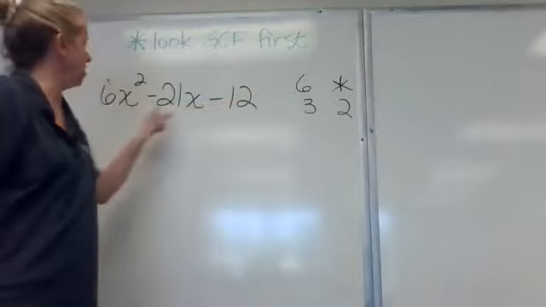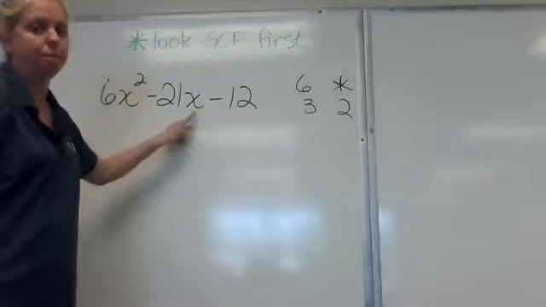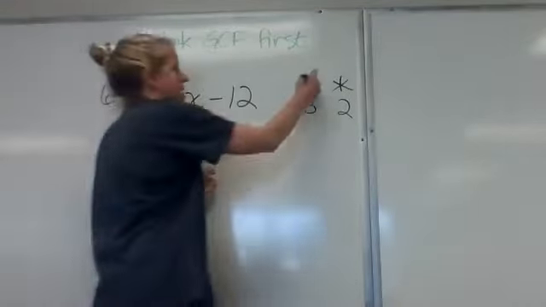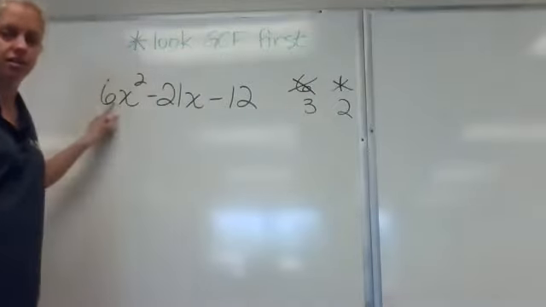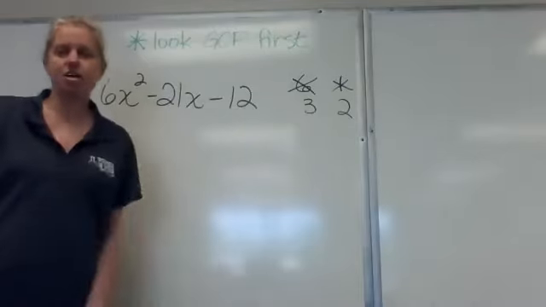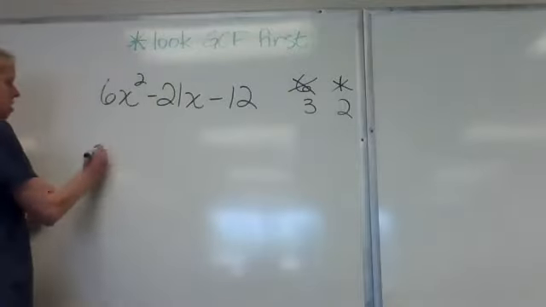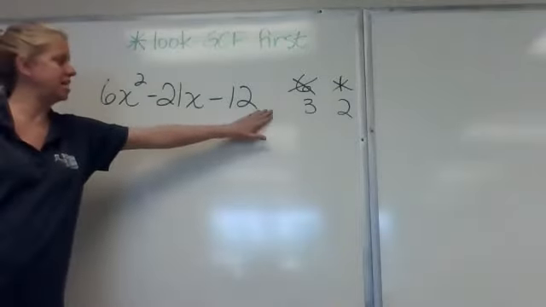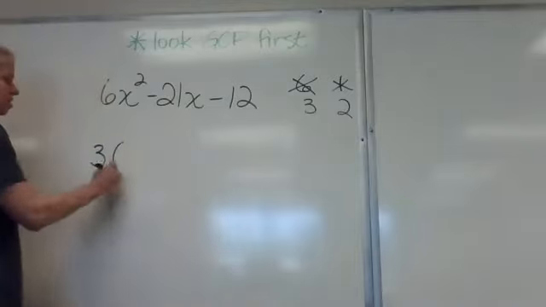What about 6? Well, I know it goes into 6. It also goes into 12, but it doesn't go evenly into 21, so it's not 6. But what about 3? It goes into 6, it goes into 21, and it goes into 12. So there is a 3 in common with all these terms, so let's pull it out, right? We already looked, and we can't take anything else out because this one doesn't have any x's. So all I'm pulling out is the 3.